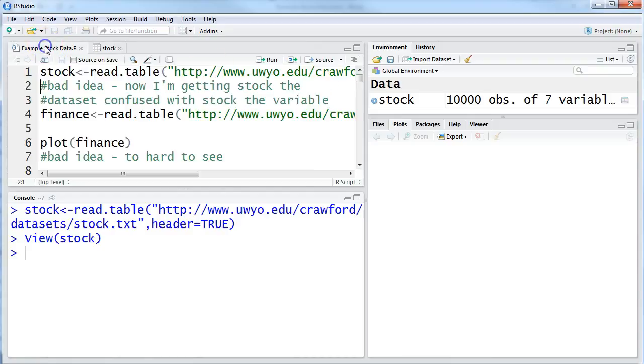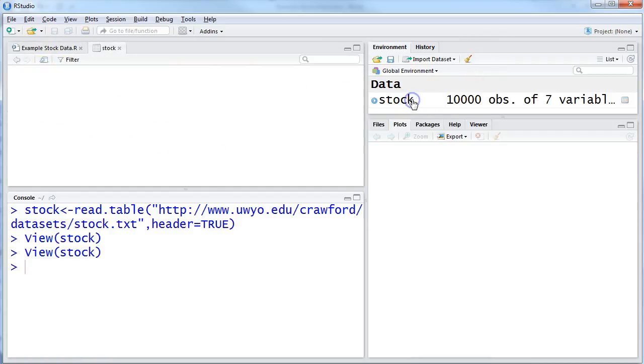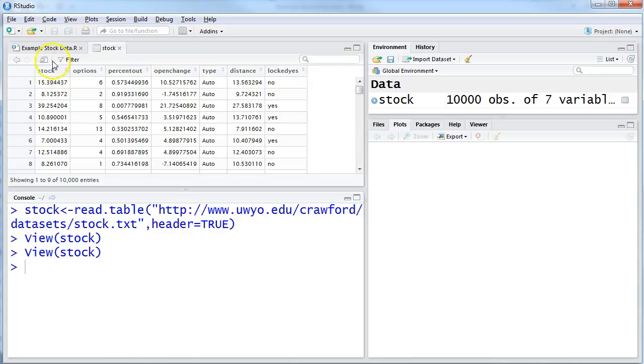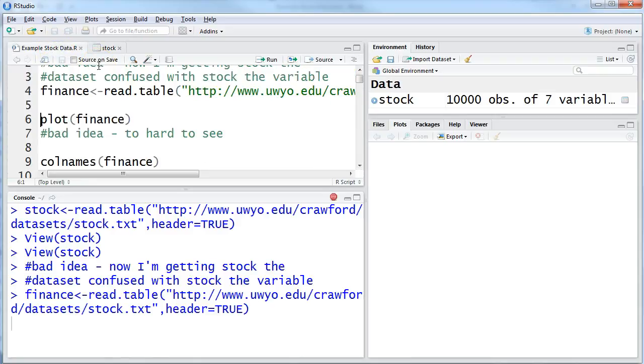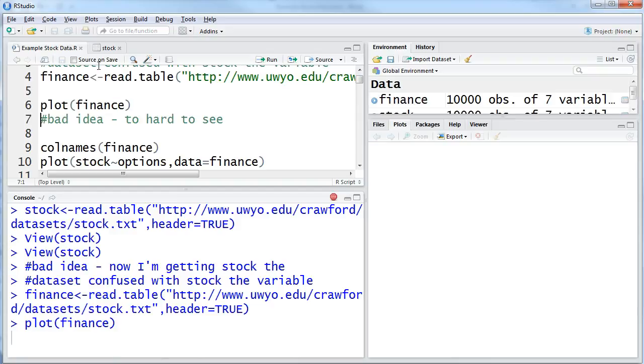So our goal is to predict the stock price, but that was a problem if I call it stock, and then I have a variable in the data stock that's also called stock. So I decided not to name it that. I'm going to call it finance instead. And then I did a plot of finance, which I decided was not exactly a good idea because all you get are these little tiny graphs with dots all over the place.